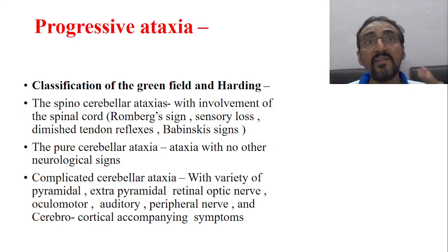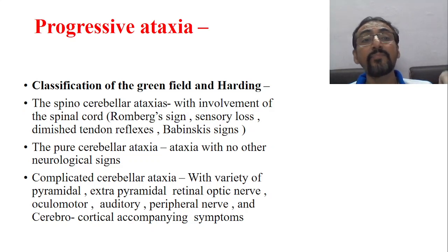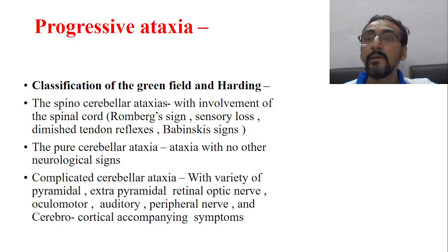In such conditions, spinocerebellar ataxias, we will have the Romberg sign positive. Romberg sign positive suggests sensory ataxia. There will also be sensory loss, because sensory tracts are affected. Diminished tendon reflexes, because again it is affected, movements are affected. Then Babinski's sign will be positive. So this is seen in case of spinocerebellar ataxia. These are the problems because of the spine, the sensory nerves.